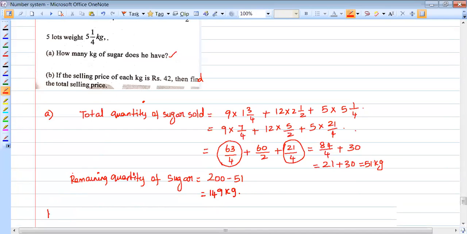Now, if the selling price of each kg is 42, find the total selling price. So now question number B. Total selling price is nothing but how many kg he sold already? 51. So 51 into 42. Multiply 51 into 42. What is the answer? You will get it.